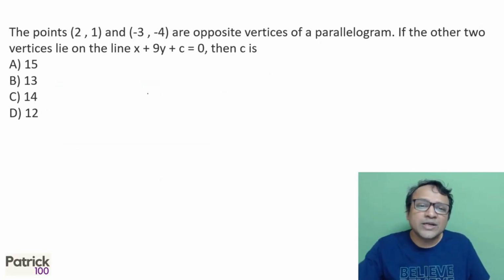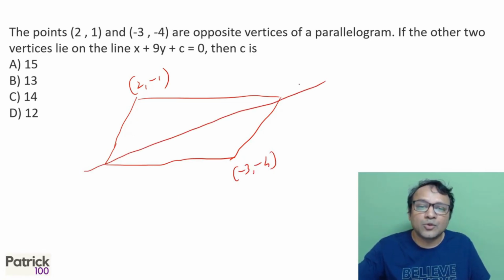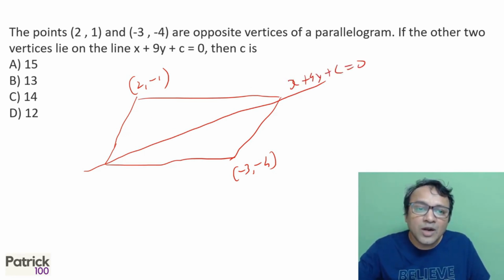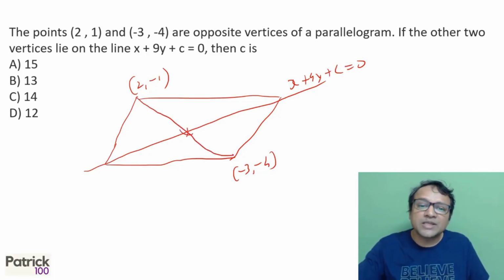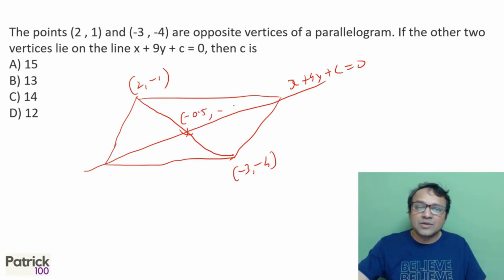This looks difficult, but actually it is easy. For a parallelogram, if I have the vertices as 2 comma minus 1 and minus 3 comma minus 4, and the other two vertices pass through x plus 9y plus c equal to 0. Now how can I find a relationship? I see the midpoint of these 2 points will pass through this line. What is the midpoint of these 2 points? It is minus 0.5 comma minus 2.5.